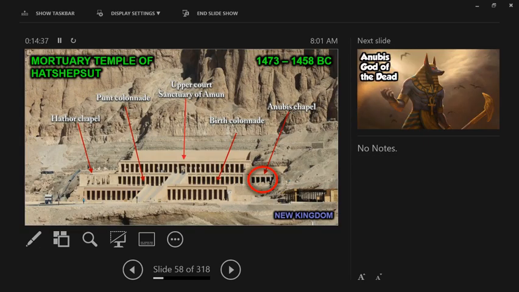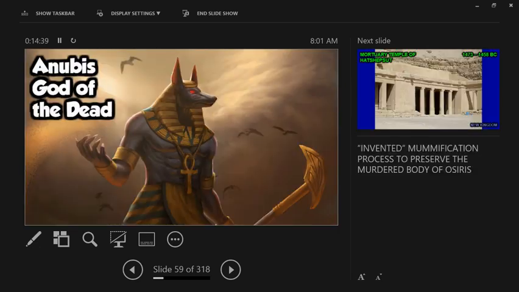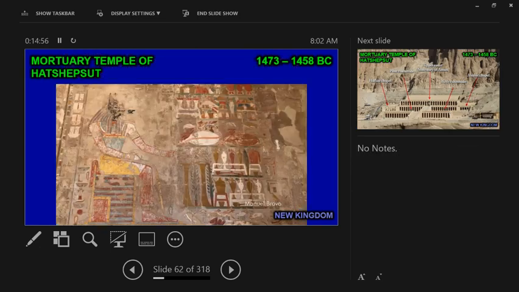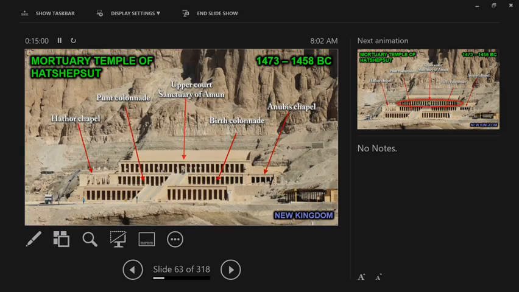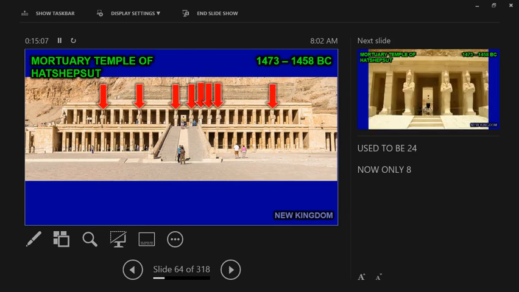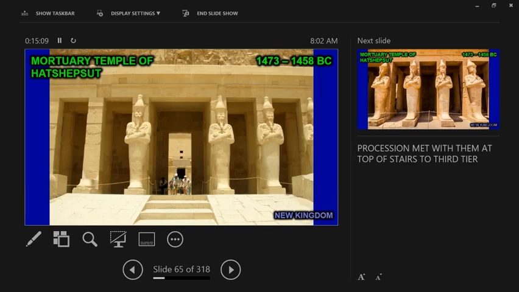And then we're going to go to the Anubis chapel. Anubis is the god of the dead, and he invented the mummification process to preserve the murdered body of Osiris. So inside there we have Osiris presented with wine by Tutmos III. And then we're going to go up to the top to the sanctuary of Amun. And there used to be 24 figures. Now there's only 8 of these figures.